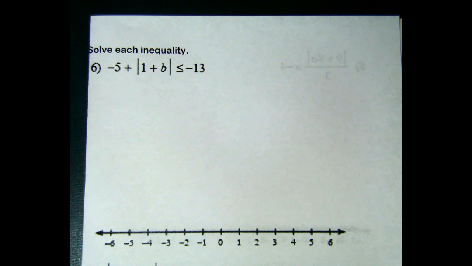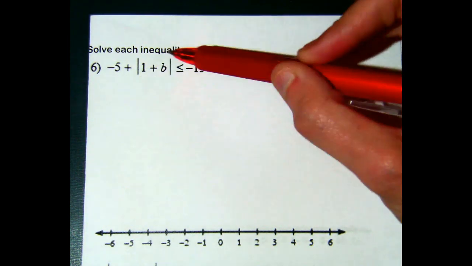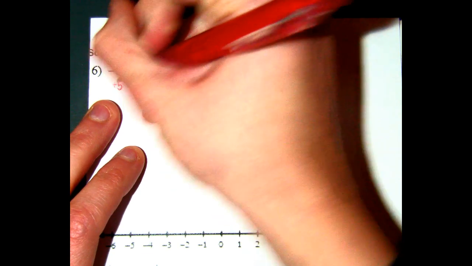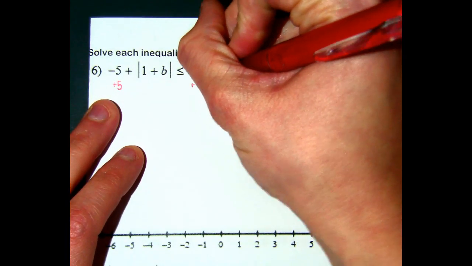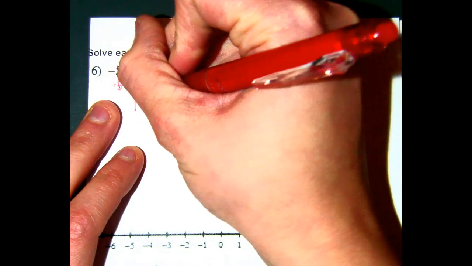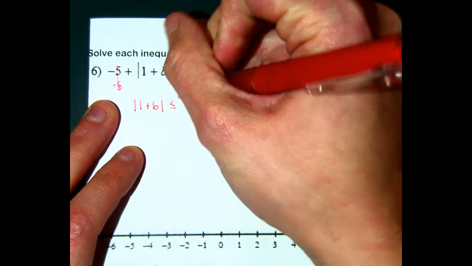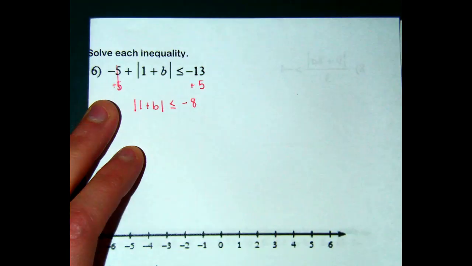The second day of this is not that much different than the first. We're still going to isolate the absolute value first. Then we will create a compound inequality. Then we will solve the compound inequality. We have to move everything away from this absolute value bar. So we need to add 5. That leaves us with 1 plus b is less than or equal to -8.